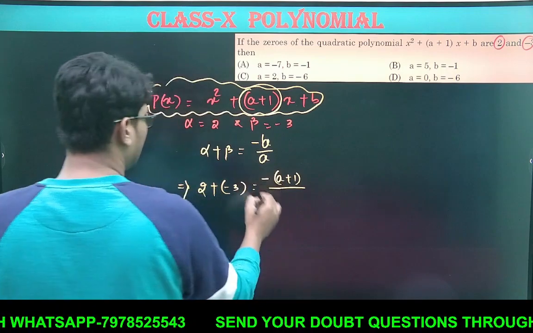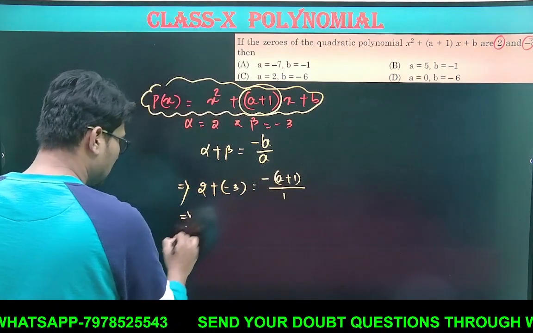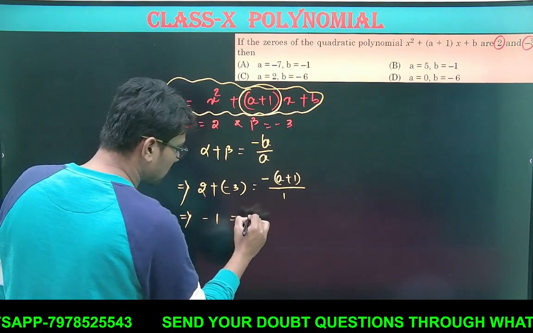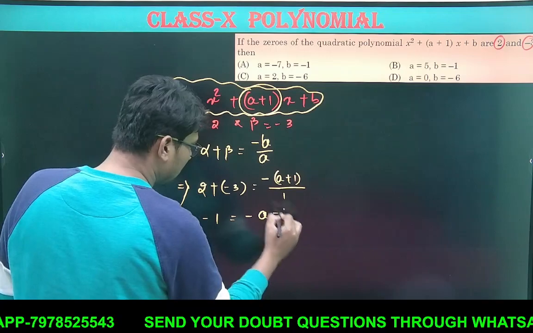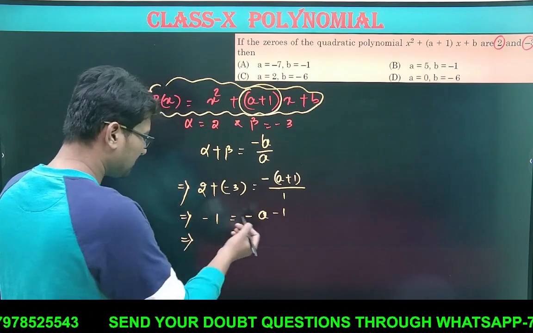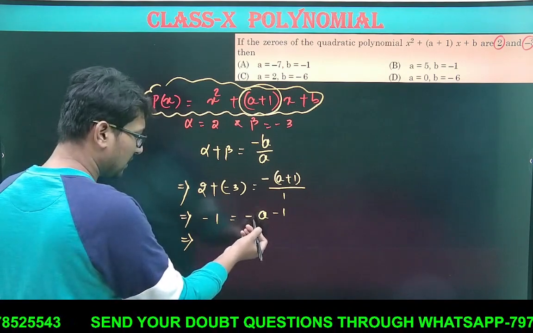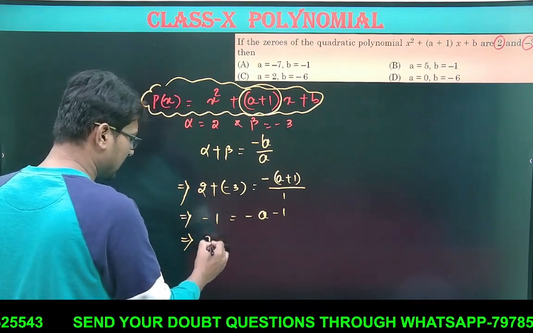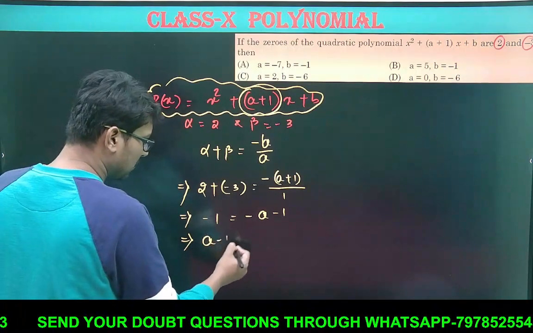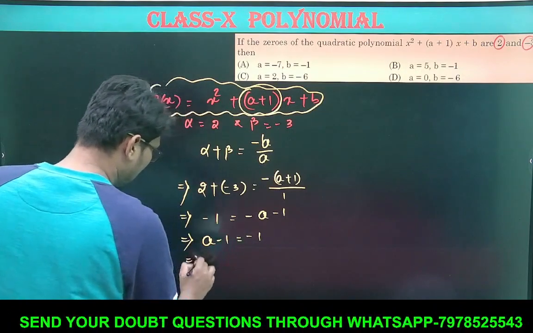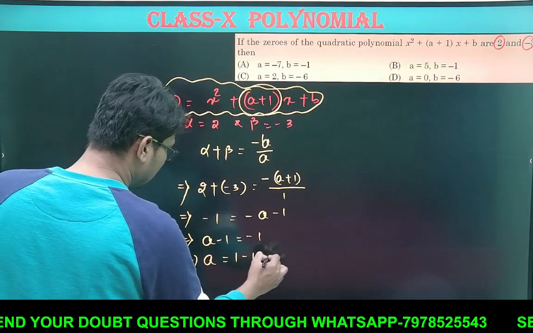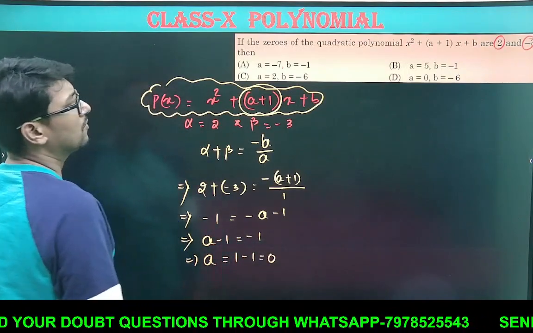And what is the value of a here? The leading coefficient is 1 itself. Hence, dear student, 2 plus minus 3 is minus 1, equals minus a minus 1. Now we need the value of a. Let us bring a to the left hand side. It will become minus a to plus a, so a minus 1 equals minus 1, and then a equals 1 minus 1, which is 0. So the value of a is 0.